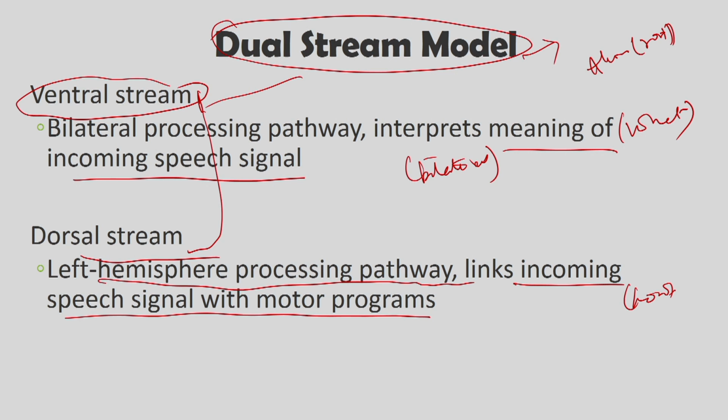Also, the dorsal stream provides a mechanism for motor theory. The dorsal stream provides a reason that the motor theory of speech perception is somewhat correct. Also, the dorsal stream provides a mechanism to account for phonological short term memory. So, this is the dual stream model of speech production.